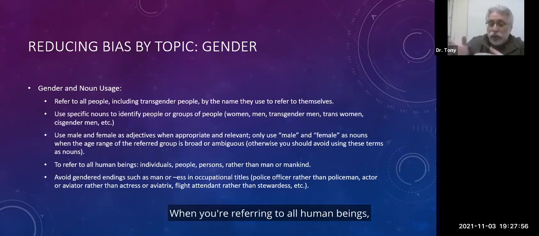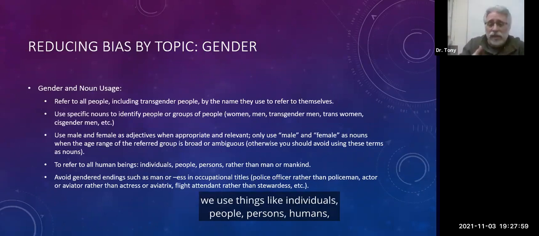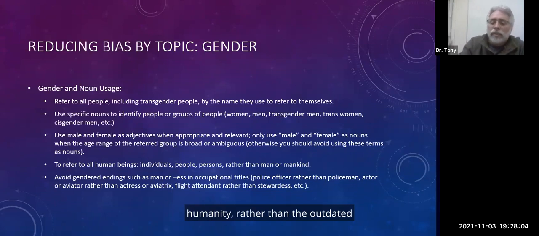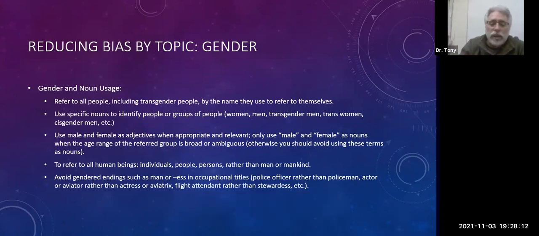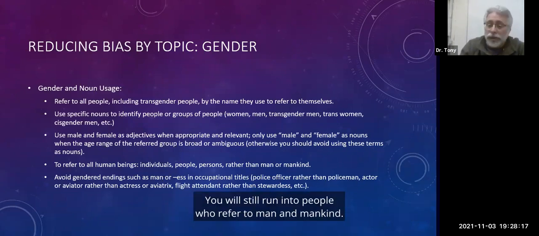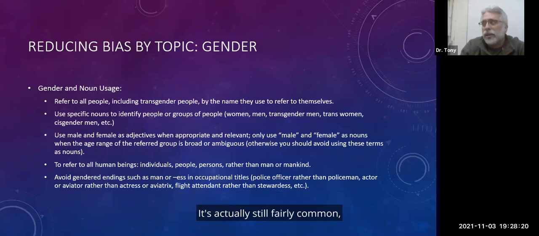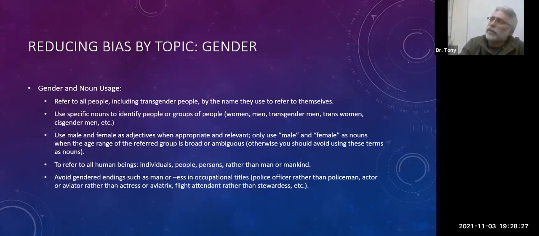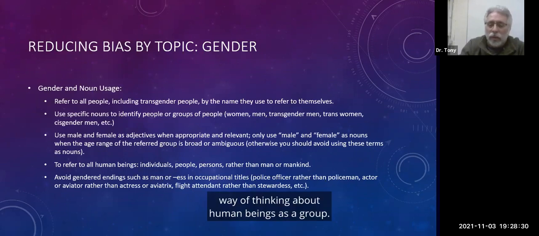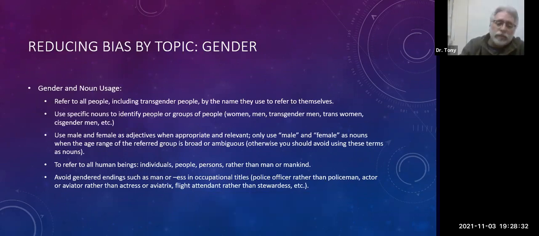When you're referring to all human beings, we use things like individuals, people, persons, humans, humanity, rather than the outdated and fairly patriarchal terms man and mankind. So the other ones are preferred. You've probably noticed this, you will still run into people who refer to man and mankind. It's actually still fairly common. I think it reflects a fairly outmoded way of thinking about human beings as a group.